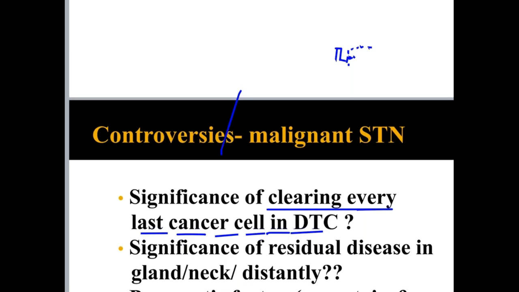This is on one account they talk about it. And they also say that it doesn't really matter whether we get the complete clearance or not, although it's controversial and debatable. I may not agree with it. Some others may not agree with it. Is there any significance of residual disease in the gland, neck, or distant disease? There is a significance because you cannot handle the distant disease unless you remove the entire thyroid gland. So total thyroidectomy has that advantage. Less than total will take that option out of your equation.